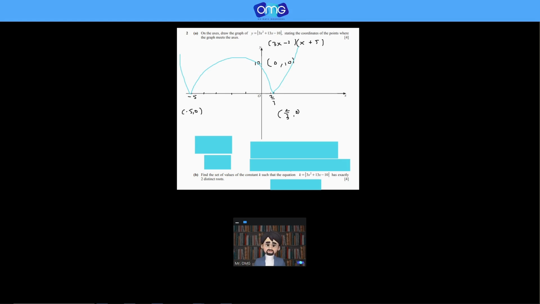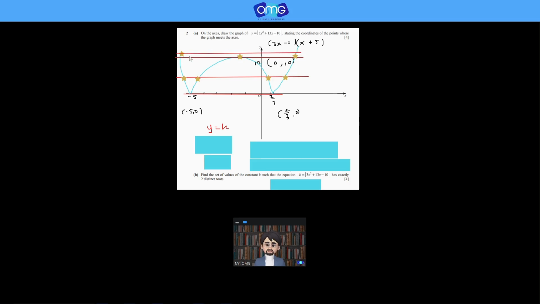And the next one, find the set of values of k, where this has exactly 2 distinct roots. We need to know y equals k is a horizontal line, which is this. When it has 2 distinct roots, we can see that the middle red line has 4 roots, 1, 2, 3, 4. However, the top line will have 2 distinct roots. So in order to find it, y equals k needs to be greater than this. This is when there are 3 roots. So the top one will be 2 roots.